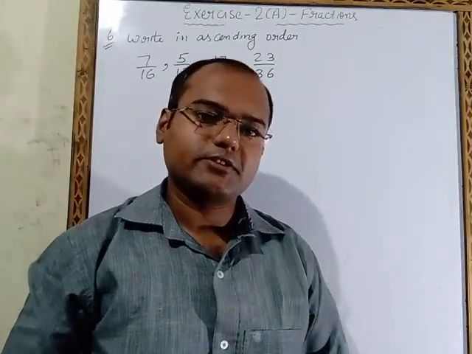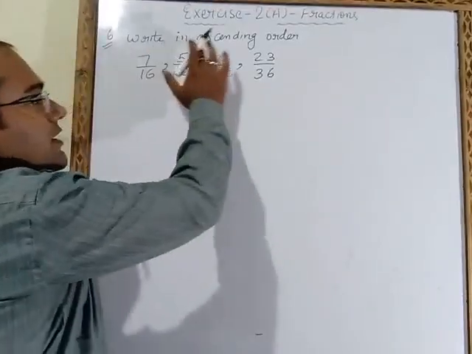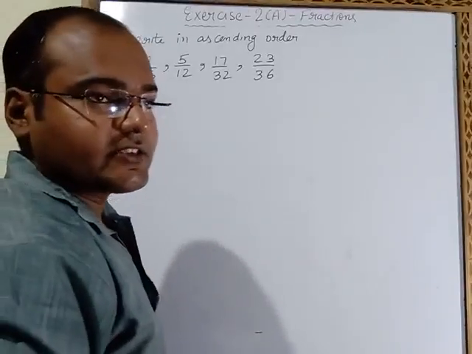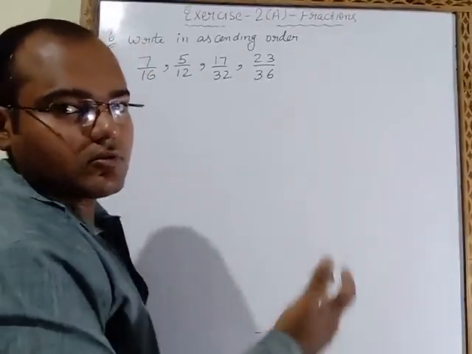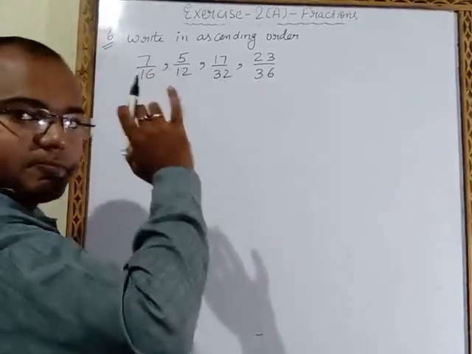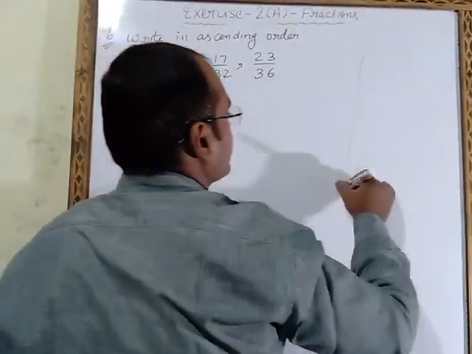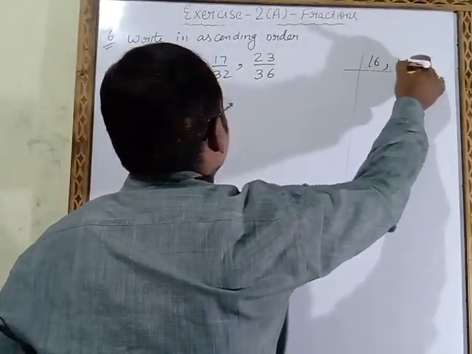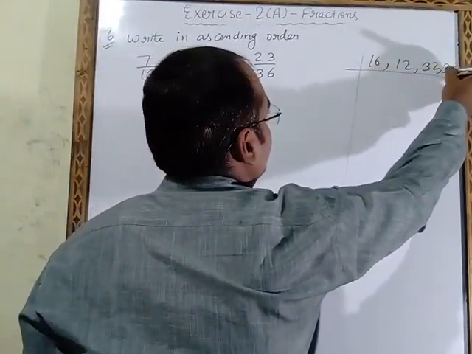Now see question number 6. Write in ascending order. Ascending is smaller to larger. So first of all we have to find the LCM as we had done in the previous question. LCM of 16, 12, 32 and 36.